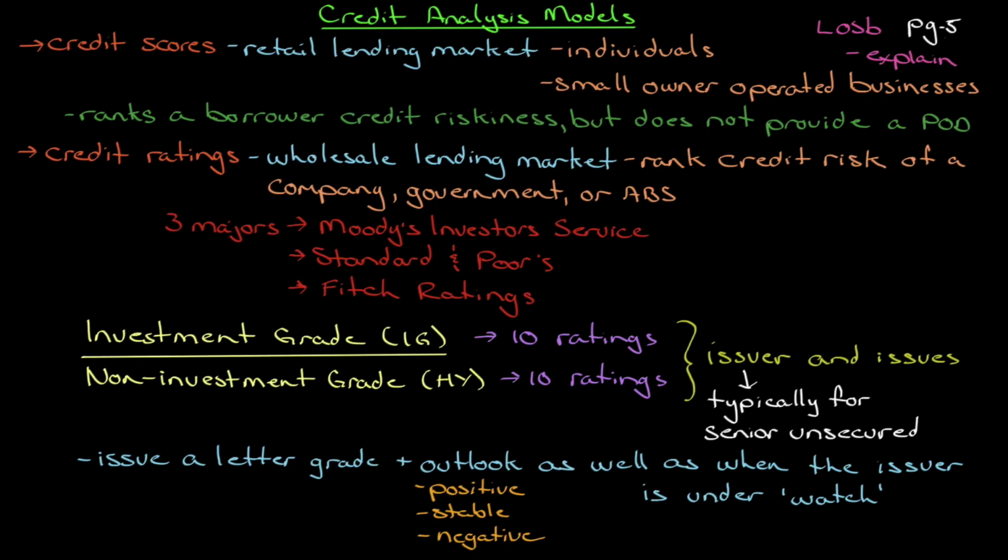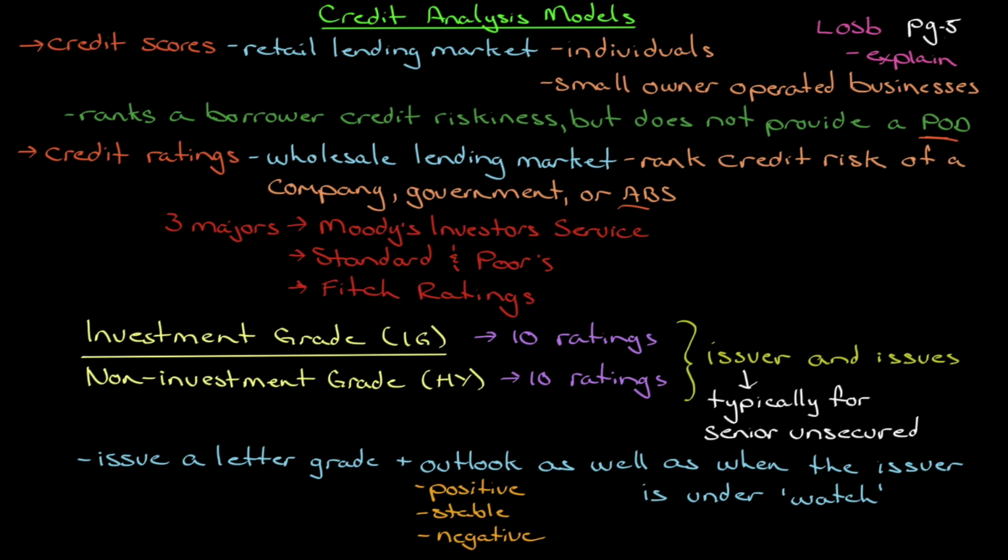All right. LOS-B, explain credit scores and credit rating. So credit score, this is used in the retail lending market for individuals, small owner-operated businesses. It ranks a borrower's credit riskiness but does not provide a probability of default. Credit ratings, used in the wholesale lending market. It ranks the credit risk of a company, a government, or an asset-backed security.